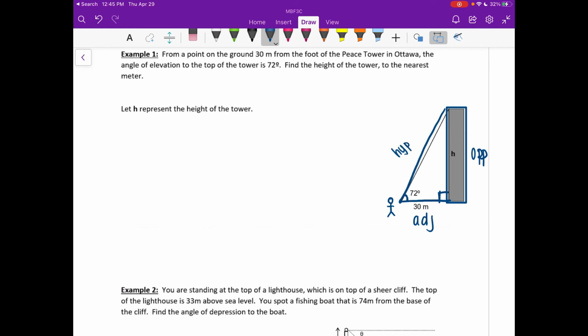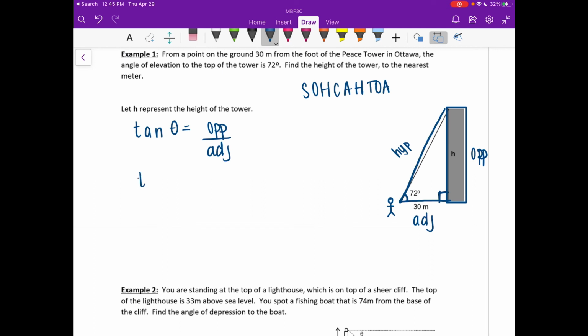So if I look at all the stuff that I have, an angle, I have the adjacent, and I'm looking for the opposite. So if I go back and look at SOHCAHTOA, I have the opposite and the adjacent, so I'm going to use tan. So I'm going to say, okay, tan theta is equal to opposite over adjacent.